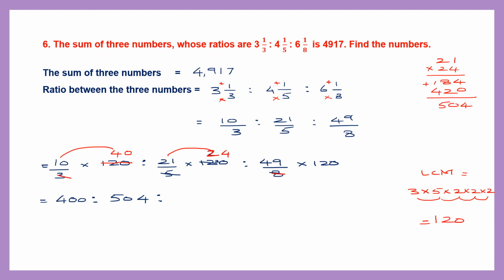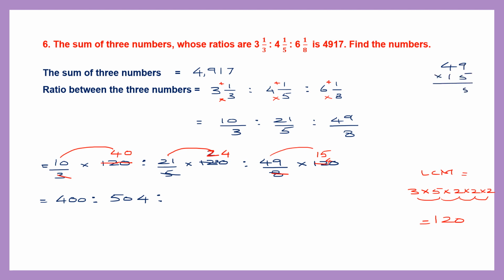Here 8, we can cancel it. 8 ones are 8. What is remaining? 9, 10, 11, 12. 40 is remaining. 4, 40. So 8 fives are 40. That means 8 into 15 is 120. Now we have to multiply the numerators. 49 into 15. So let's multiply 49 into 15.